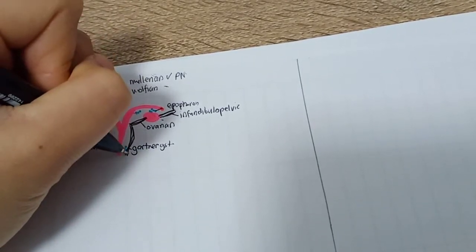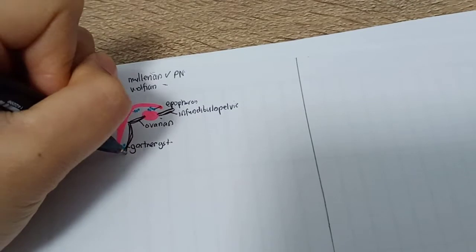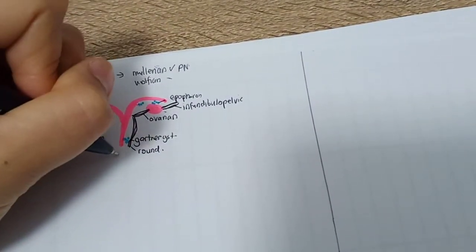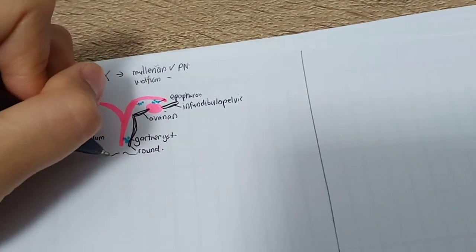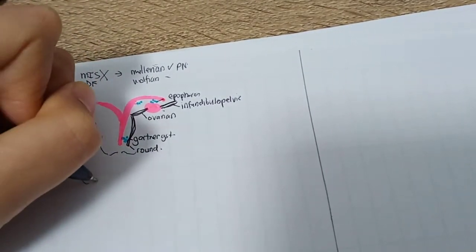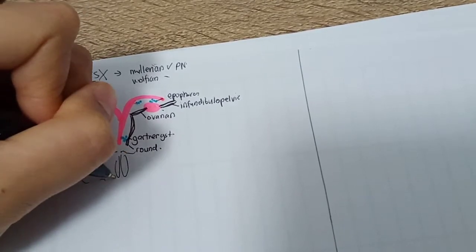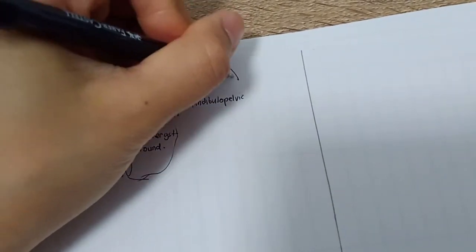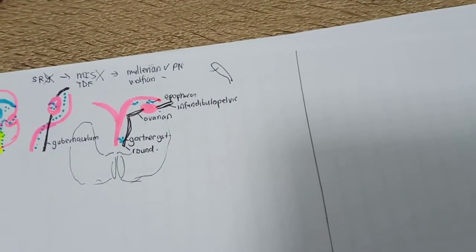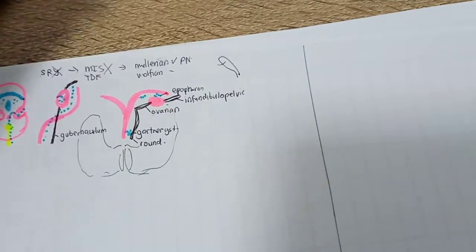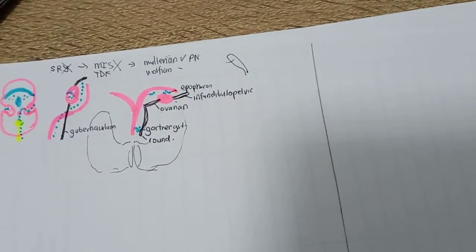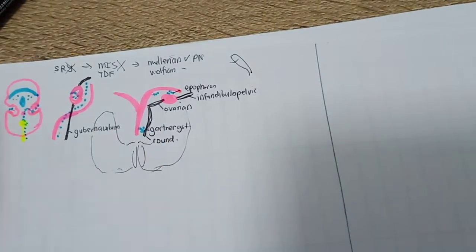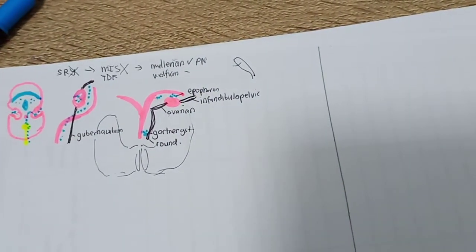As we know, the round ligament basically will go along the inguinal canal and attach to the pubic bone and cause the anteflexion of the uterus itself. So this is what happens to the gubernaculum. Together with the round ligament, it goes along in the inguinal canal with the ilioinguinal nerve.